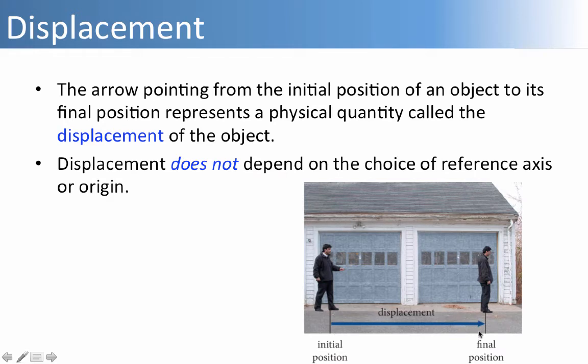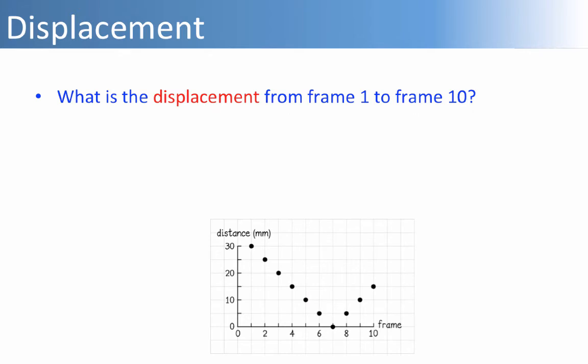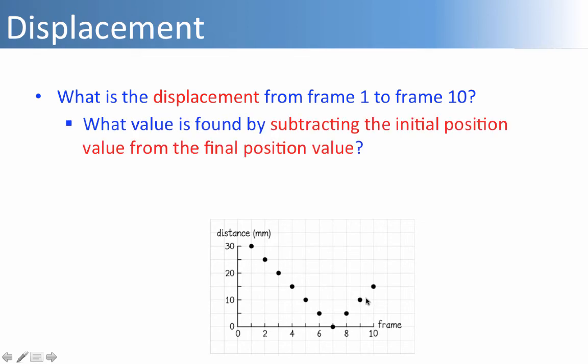And what we will notice is that this arrow, this displacement, the length of the arrow, does not depend on the origin. I can have an initial position and a final position at these two locations, and the origin is not important. Let's test out a displacement here. So we have a different plot, and we'd like to find the displacement from frame 1 to frame 10. What this means is, what is the change in the position value? We find that by subtracting the initial position value from the final position value.